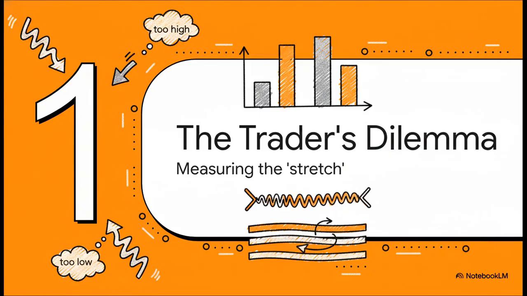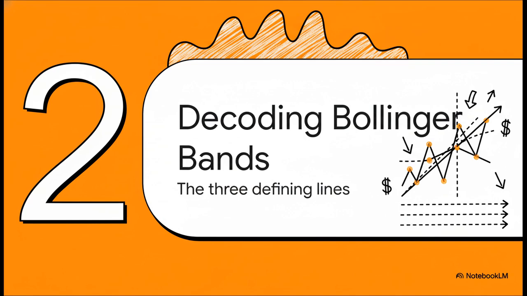Well, see, here's the dilemma. Words like too high and too low, they're totally subjective, right? What I think is too high might be where you think the party's just getting started. But what if there was a way to measure this stretch in the price? Not with gut feelings, but with pure, cold, hard math. Well, you're in luck, because there is. And that tool is called Bollinger Bands.